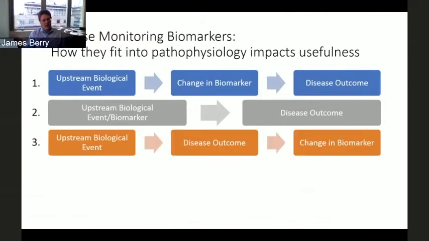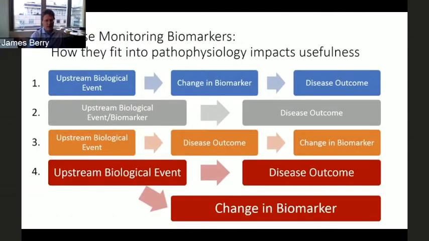It also might be that there's an upstream biological event that leads through a cascade to disease outcome, and that disease outcome then leads to a change in your biomarker. Again, that's not bad. It just means that you need to understand that you could change the biomarker without changing the disease outcome per se, and that leads to a particular use of that kind of biomarker in your study.